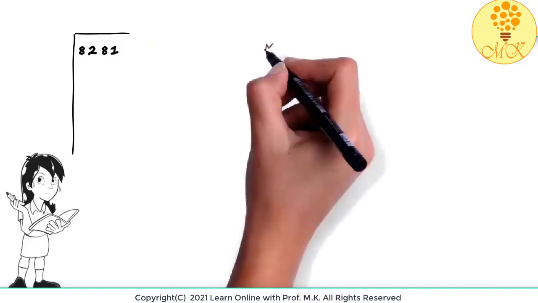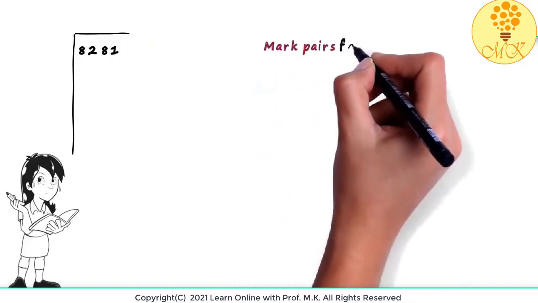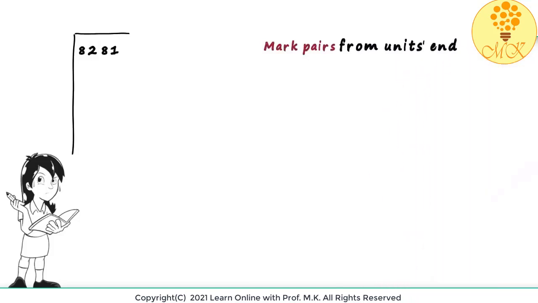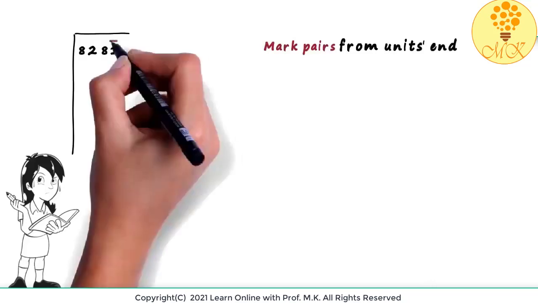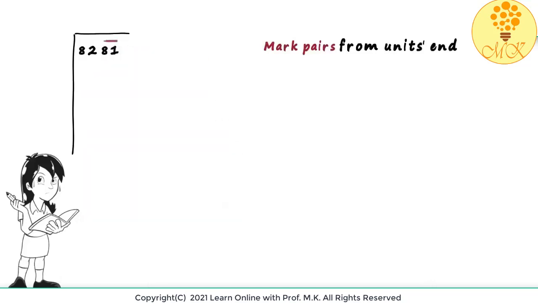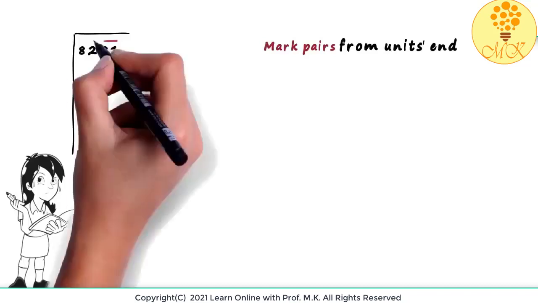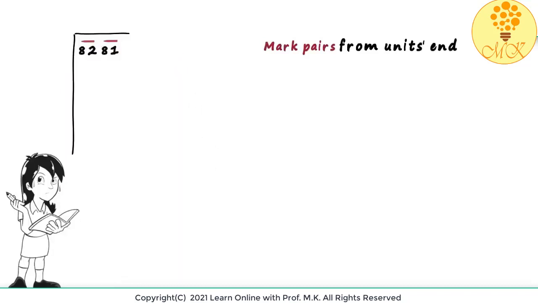The first step is to mark pairs of digits from the unit's end. The unit's end is the number 1. So we mark pairs of digits from the right hand side. This becomes our first pair from the right, the number 81. We continue to mark pairs till we cover all digits of the number. The next pair will be 82. So the first step was simple. We just mark pairs from the right, which gives us 2 pairs, 82 and 81.